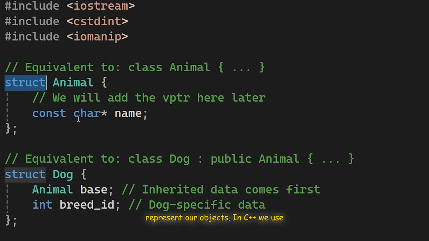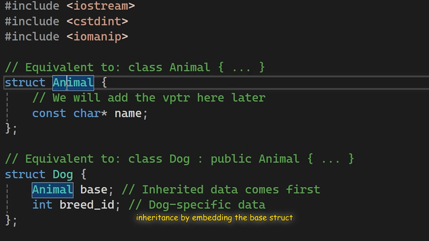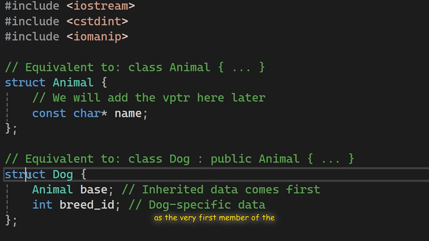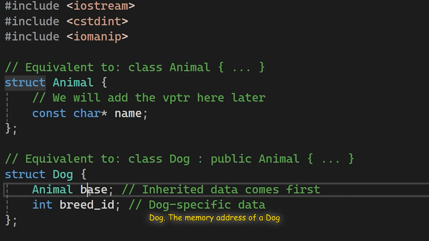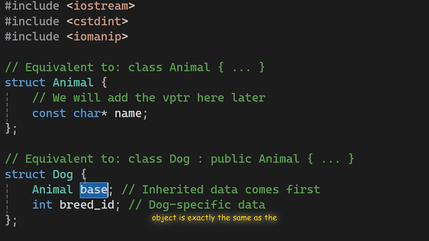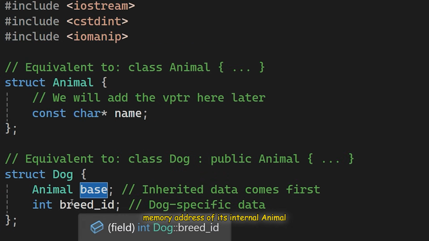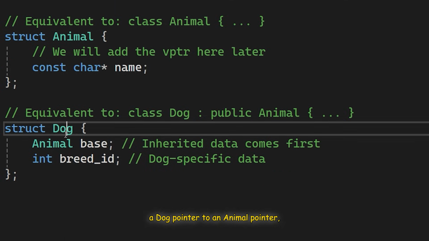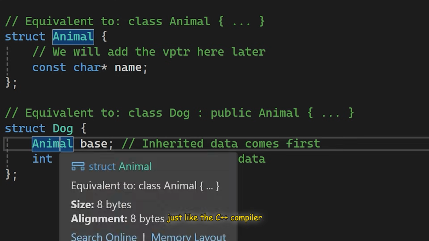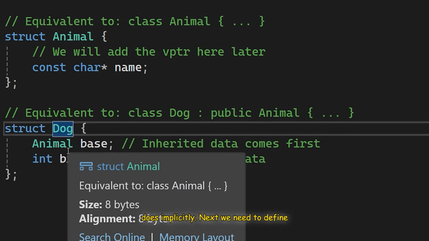First, we need to represent our objects. In C++, we used inheritance to say that the dog is an animal. In C, we don't have inheritance, but we have memory layout guarantees. We can simulate inheritance by embedding the base struct as the very first member of the derived struct. This layout is critical. Because base is the first member of dog, the memory address of a dog object is exactly the same as the memory address of its internal animal member. This allows us to safely cast a dog pointer to an animal pointer, just like the C++ compiler does implicitly.